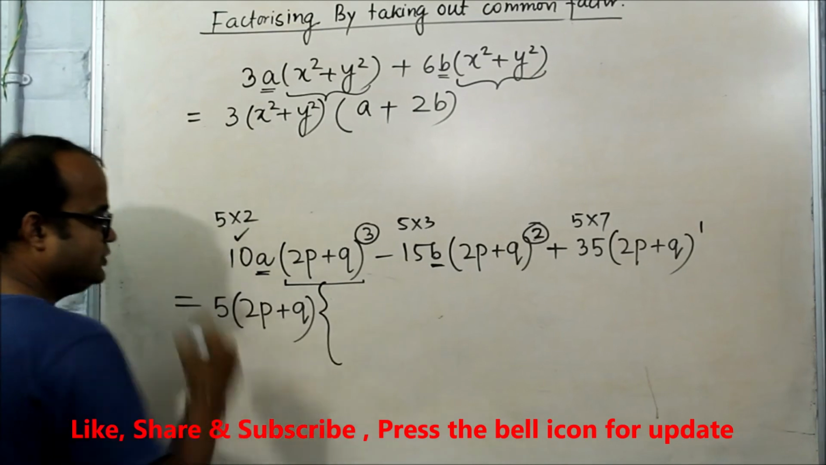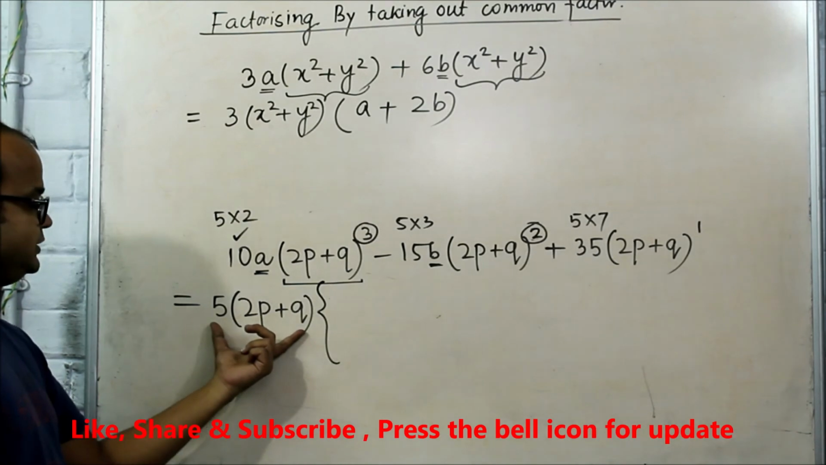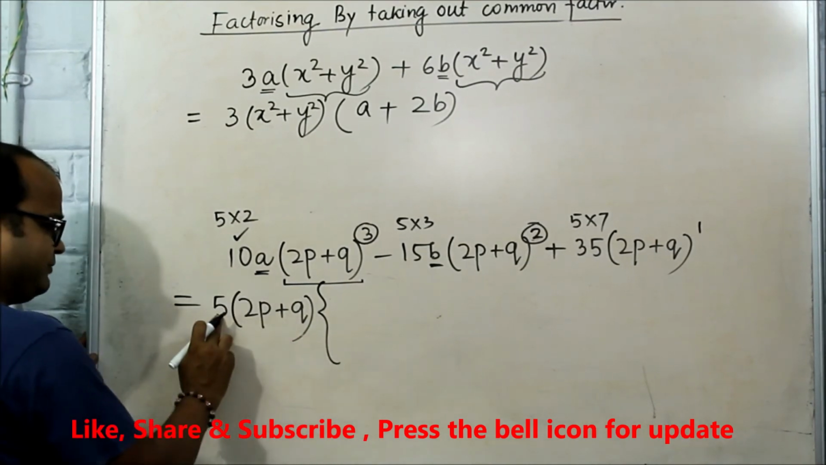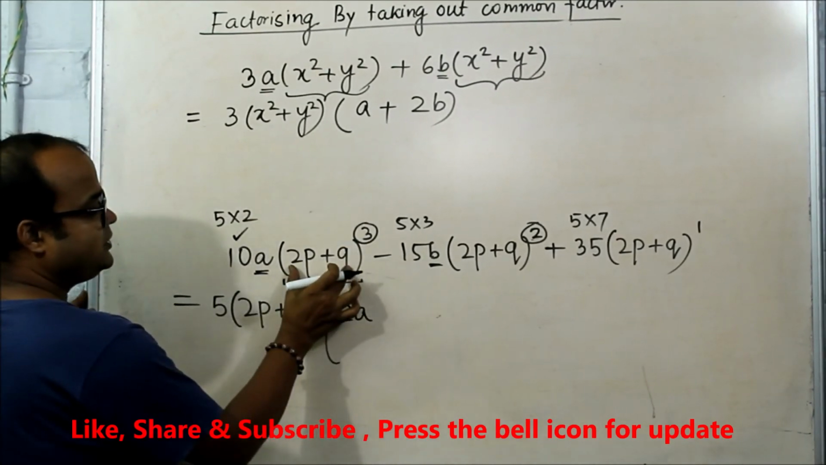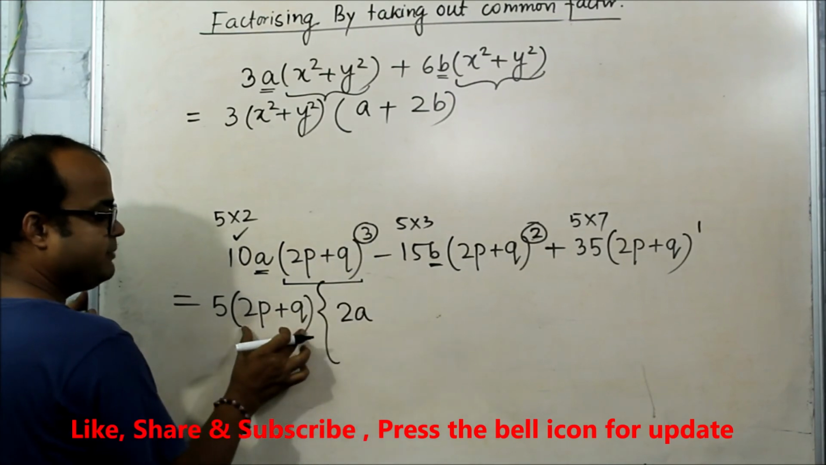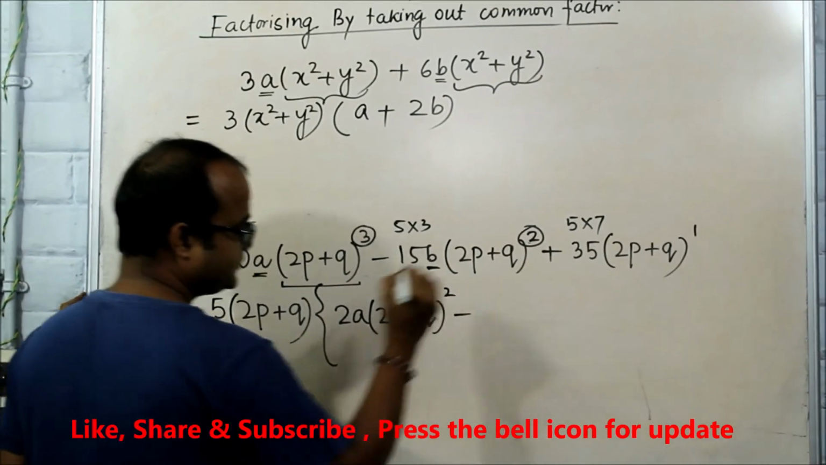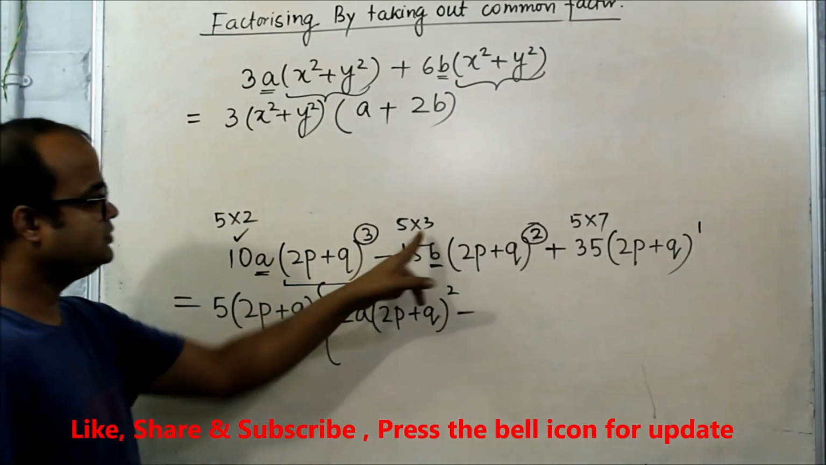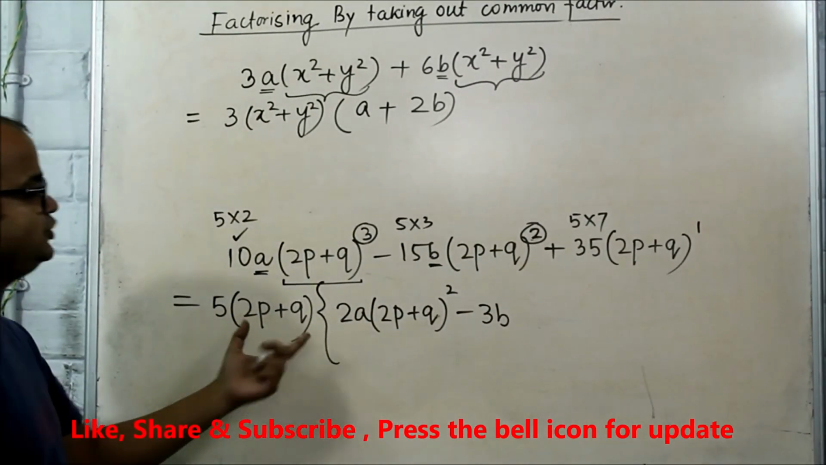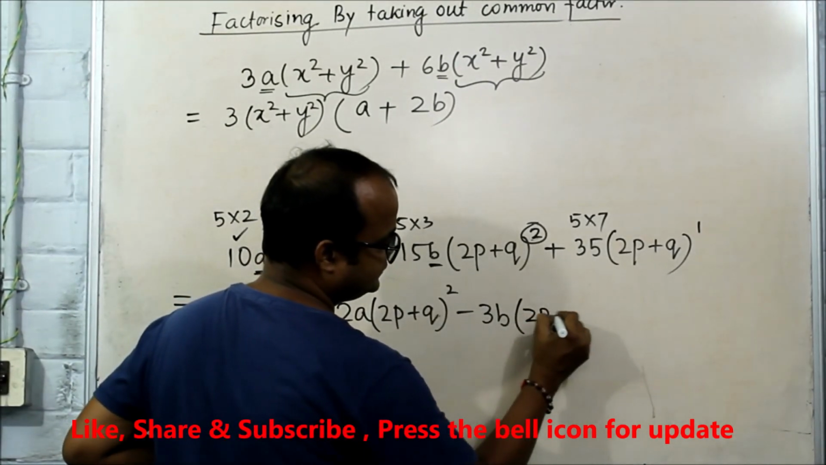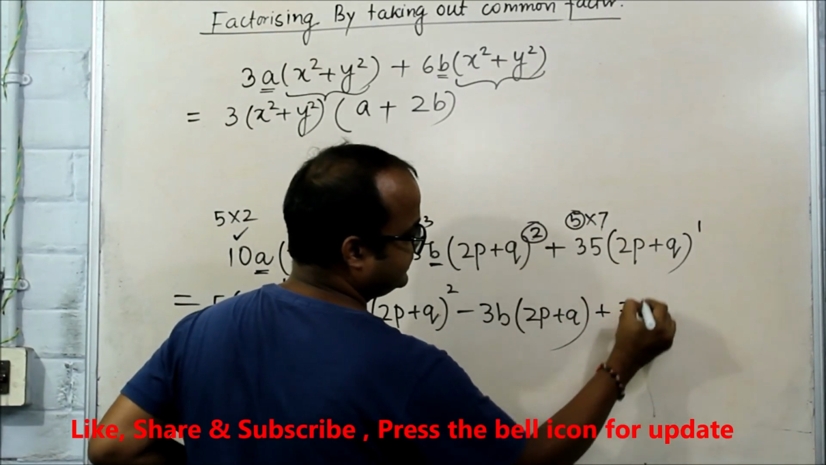Now once you take the common, divide each term by 5 into 2p plus q. 10 divided by 5 is equal to 2a. 2p plus q to the power 3 divided by power 1 leaves 2p plus q square. Minus 5 is common, so 3b, 2p plus q square divided by 2p plus q, so the factor left is 2p plus q. 5 is common, so the factor left is plus 7.